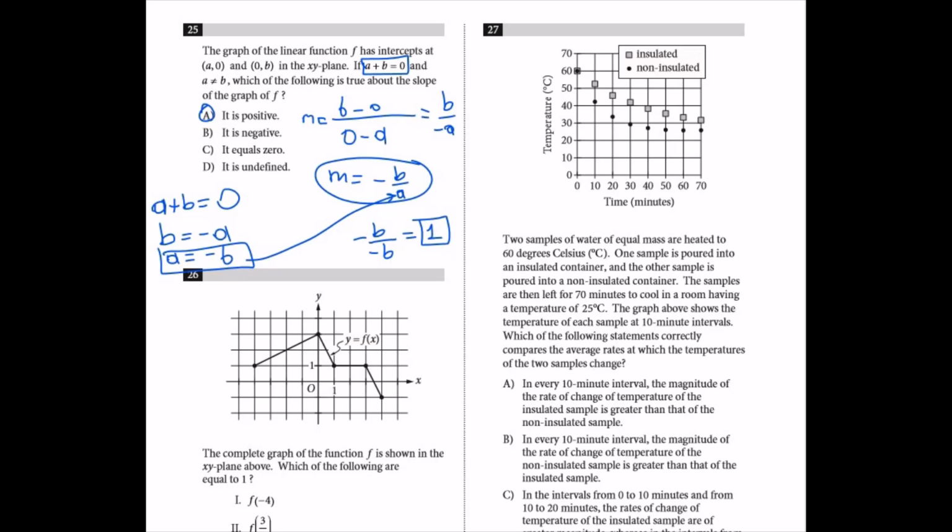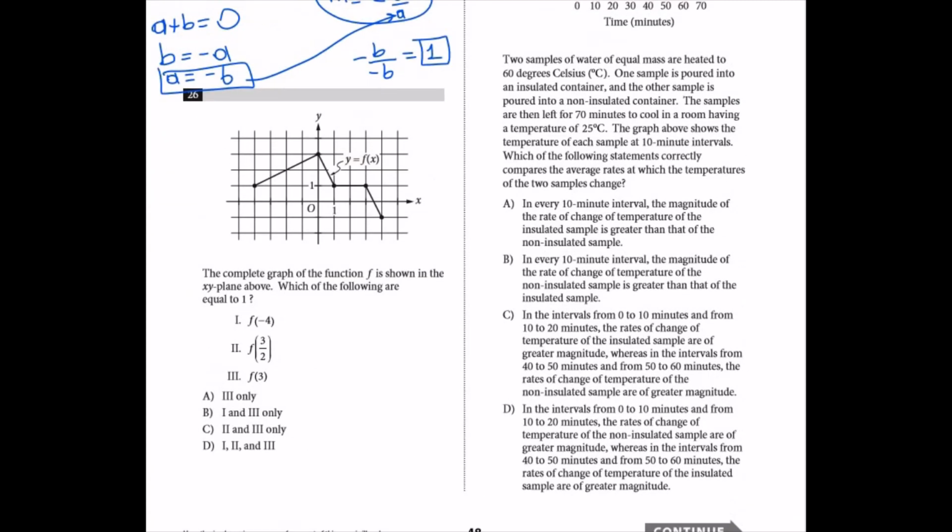Let's go to the other question. Question number 26. The complete graph of the function f is shown in the xy plane above. Which of the following are equal to 1? So we're going to the y-axis and we're going to find 1. So which ones are 1? This, which is f of, so this is 0, negative 1, negative 2. So f of negative 2. Oh, okay, 1 is here.